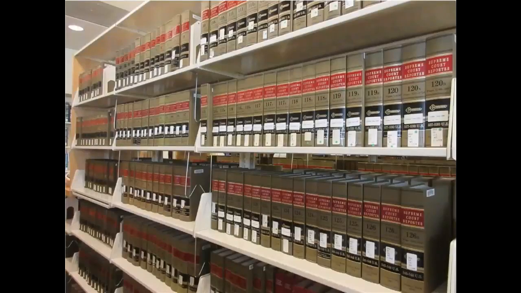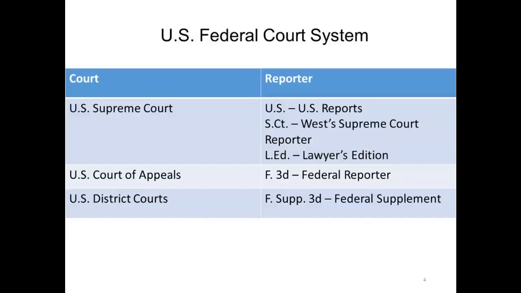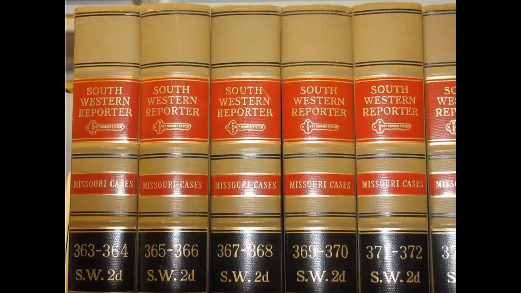Cases are usually published in sources called reporters, and you will still find rows of the print editions on the shelves in many libraries, especially law libraries. There are different reporters for different courts. The U.S. Supreme Court has 3 prominent reporters that all publish cases from that court. Court of Appeals cases appear in the Federal Reporter, and district court cases appear in the Federal Supplement. There are also reporters to cover the state courts in the U.S. Cases from the state of Missouri are included in the Southwestern Reporter.